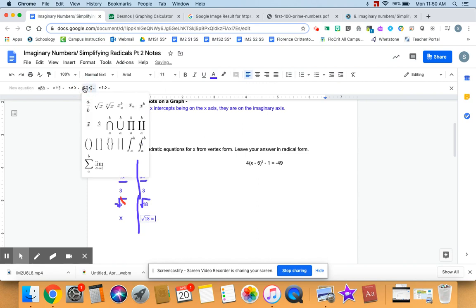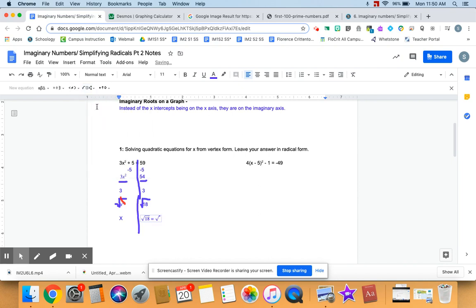Let's see. If I divide 18 by 2, I'm left with 9. Then 9 can't divide by 2. The first 2 is still there. But 9, if you divide it by 3, you get 3. Now there are 2 3's under that square root. So they can combine into 1 and come out front.